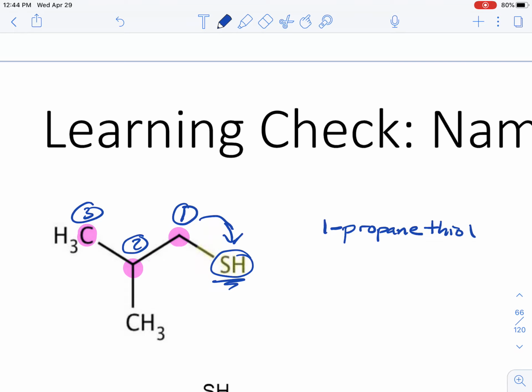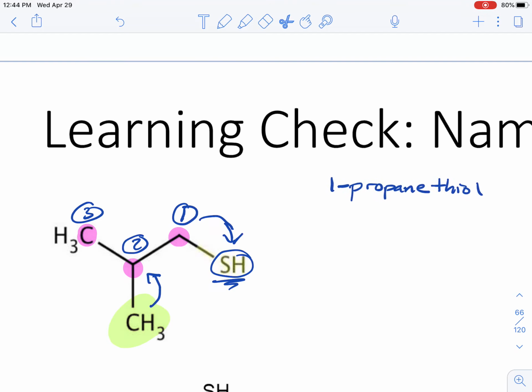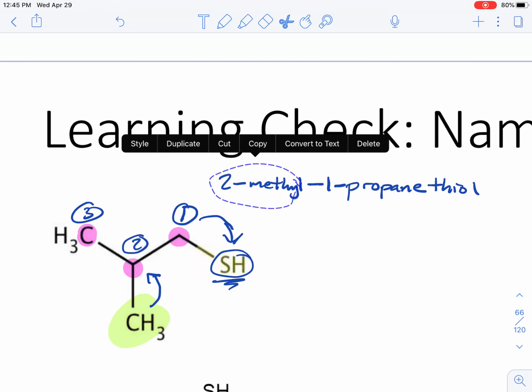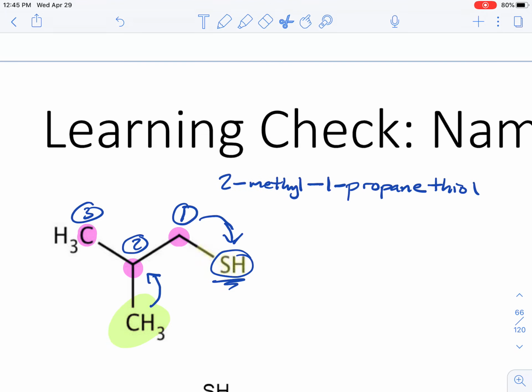I just need to describe the rest of my substituents. In this case, I have a methyl group on the second carbon. So I'm going to write 2-methyl-1-propane thiol. And that's going to be the name of this organic compound.